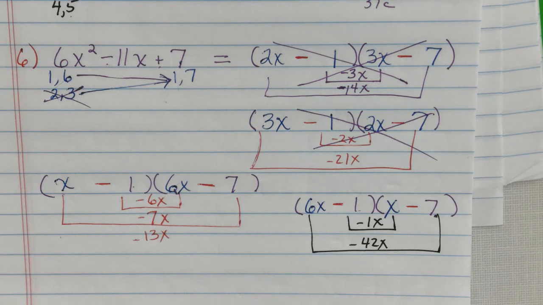Let's see. Let's do one that is a prime. I think number 6 is the only one that's prime. Let's do problem 8. Okay. 3b squared minus 7b minus 6.